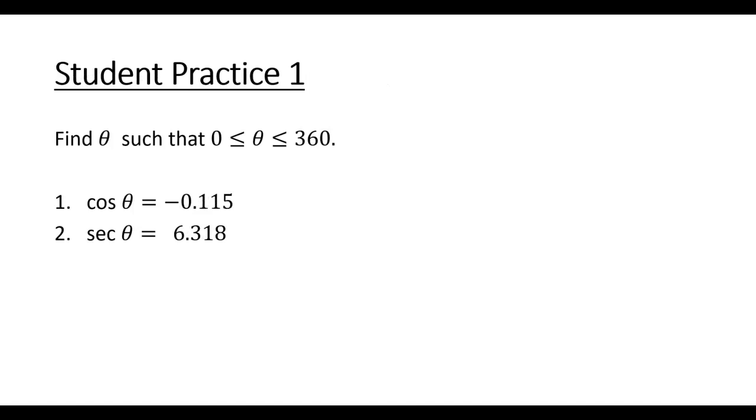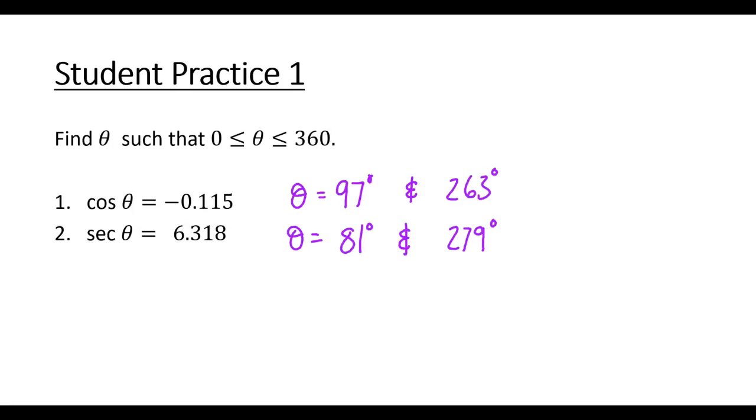All right, so here's a student practice. Why don't you guys go ahead and pause the video here and see if you can find the answers to these two problems. When you unpause it, you will see the solutions. All right, guys, so there you go. On your calculators, you should have gotten 97 for the first one and 81, and that's if we round to the nearest degree.